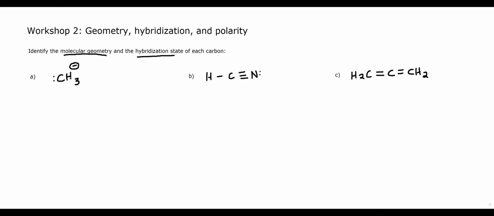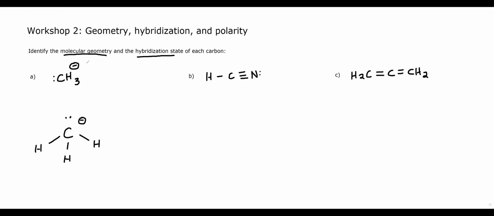So looking at the first one here, we have a CH3 with a negative charge. So let's draw that out. We have a carbon. We have three hydrogens. And we have a lone pair giving carbon a negative charge. So we have four things connected to that carbon. Those four things are going to spread out in the shape of a tetrahedron.